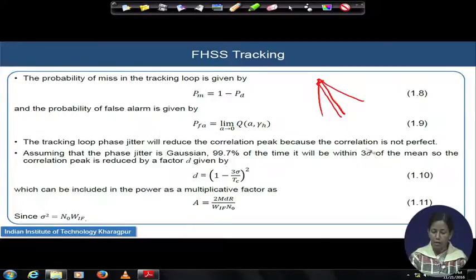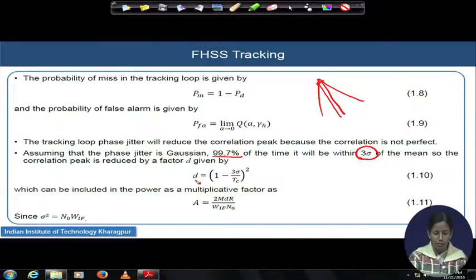So what we are considering here is bounding the jitter we observed, the remaining offset. First of all, it is Gaussian distributed, and 99.7% of the time, meaning just 0.3% of the time you actually get a miss, the jitter's value is within 3 times sigma of the mean. So you are very close to the peak, and the amount by which the peak is reduced can be given by this formula.